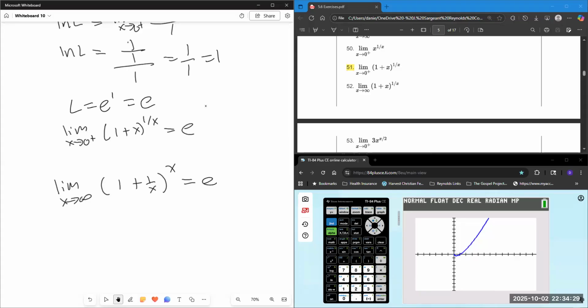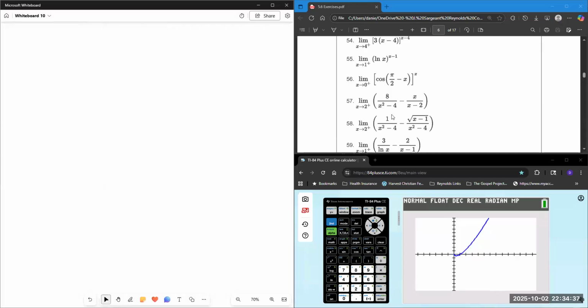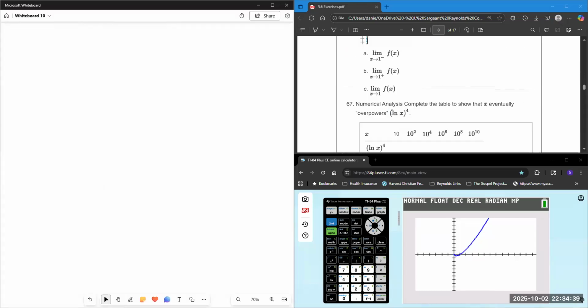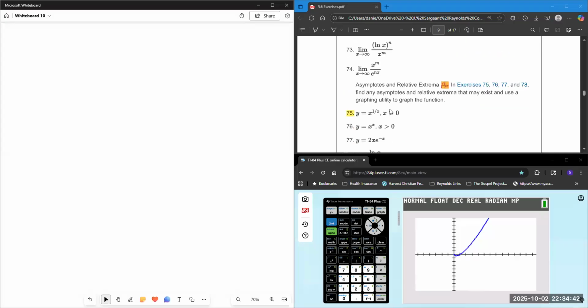All right. Let's look now at 75. Y is equal to x to the 1 over x. We're given the restriction that x has to be greater than 0. Some funky stuff happens over on the left-hand side of x to the 1 over x if I start using negative values, so we're just not going to do that.